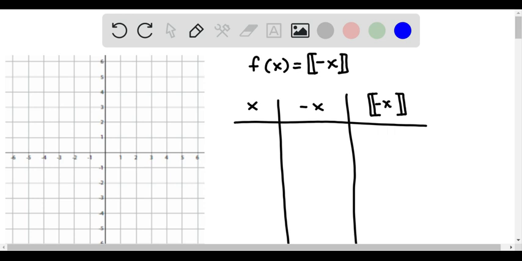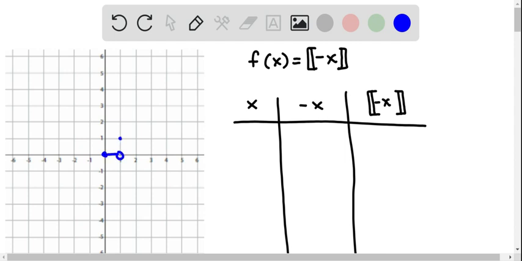Okay, for this problem, we're graphing the greatest integer of the opposite of x. So the first thing I want to do is remember what the greatest integer of x function looks like. Remember, that's kind of like just a rounding down function where everything between 0 and 1 rounds down to 0, everything between 1 and 2 rounds down to 1, etc. So we end up with these little steps that look like this. So that is the greatest integer function.